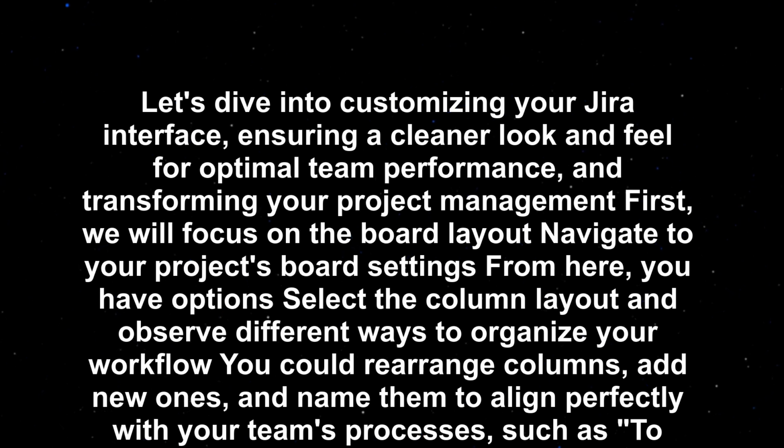Navigate to your project's board settings from here. You have options: select the column layout, and observe different ways to organize your workflow. You could rearrange columns, add new ones, and name them to align perfectly with your team's processes, such as to do, in progress, review, and done.